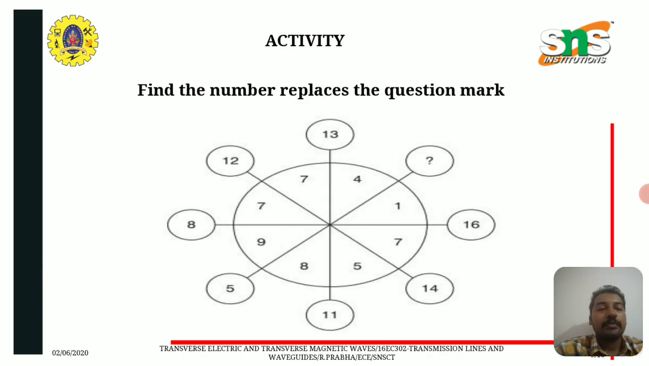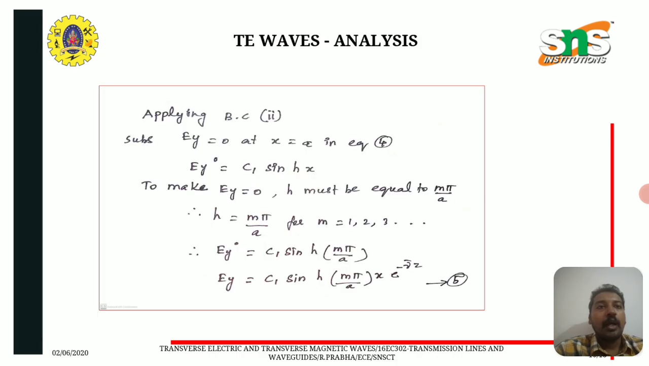Activity. Applying boundary condition 2, Ey equal to 0 at x equal to a, the equation Ey naught equal to C1 sin hx becomes zero. To make Ey equal to 0, h must be equal to m pi by a. Substituting the value of m pi by a in equation 4, we get Ey naught equal to C1 sin m pi by a x. Therefore, Ey equal to C1 sin m pi by a x e power minus gamma z.